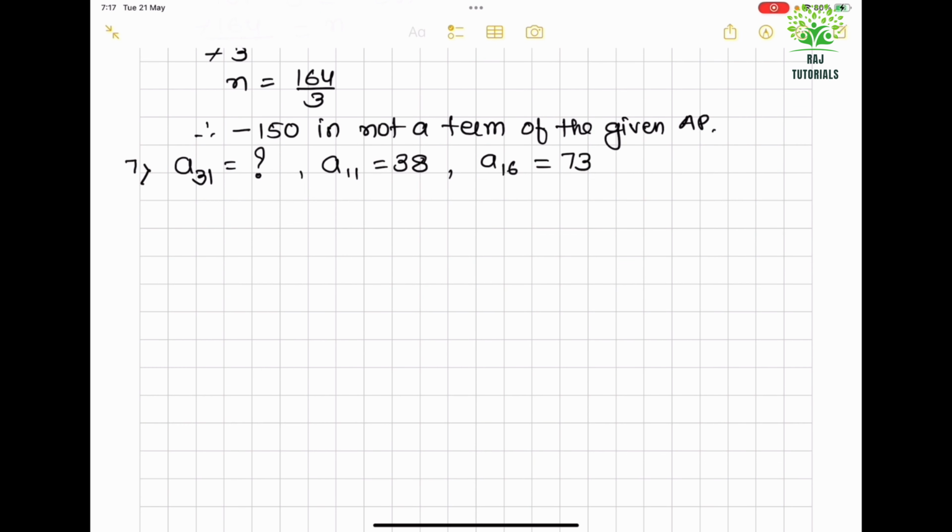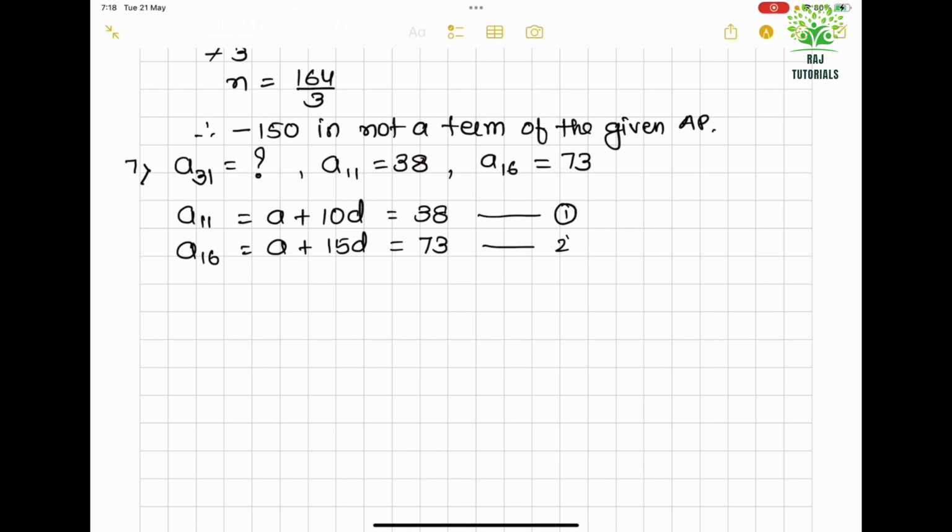Now, seventh question says find the 31st term of an AP whose 11th term is 38 and 16th term is 73. So A31 I have to find, A11 is given to me, A16 is given to me. So can I say A11 will be A plus 10D, which is equal to 38. Equation 1. A16 will be A plus 15D, which is equal to 73. Equation 2.